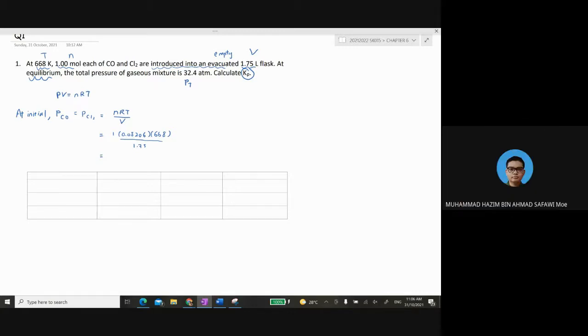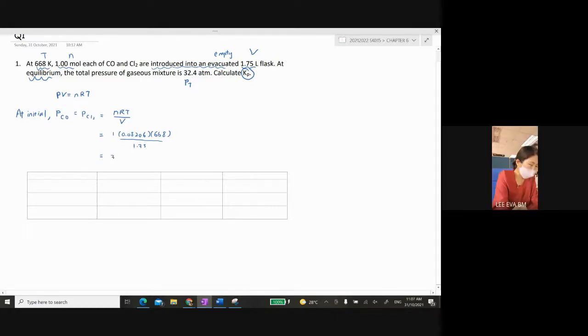So we use this working just because both of the species have the same mole. If it's a different mole, then you separate it. If you want to separate it, it's also fine, no problem. You calculate PCO one part and then PCl2 one part. Okay. In this case, you will get your partial pressure 31.3235. Don't forget about the unit.